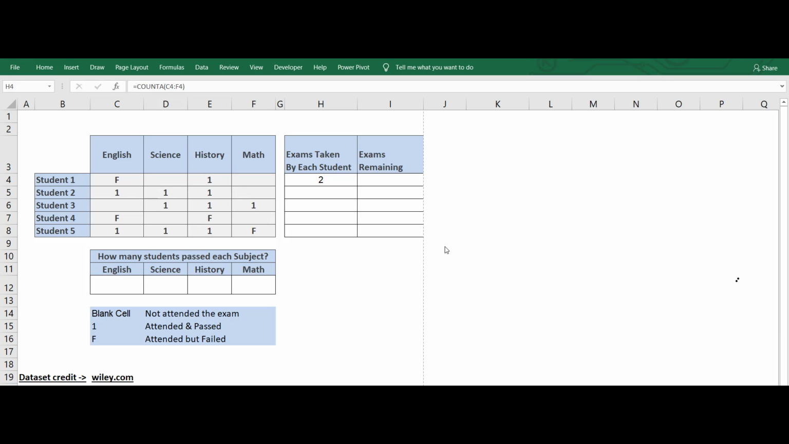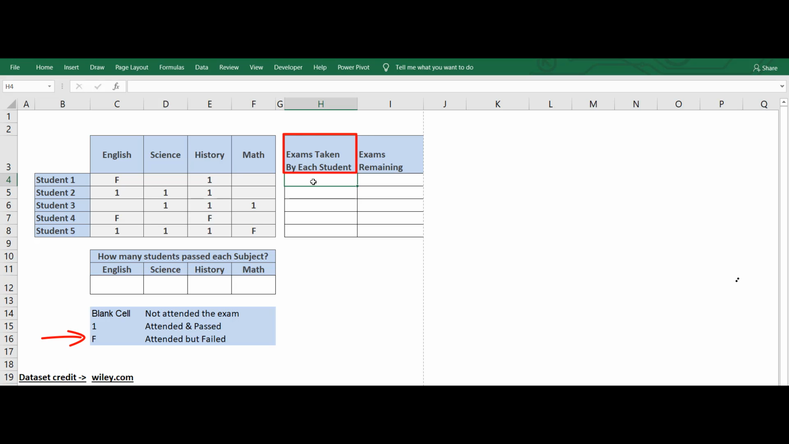Let's understand all three count functions using this example. Here we have 4 subjects and 5 students. If it is a blank cell, it means a particular student did not attend the exam. If it is a numeric 1, it means attended and passed the exam. If it is F, it means he attended the exam but failed.